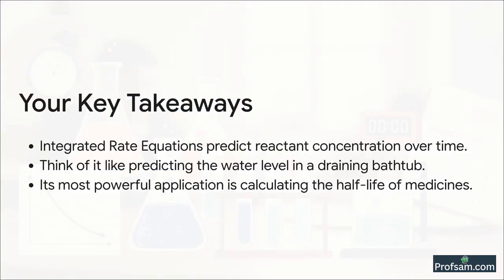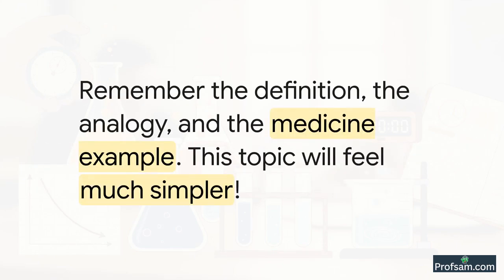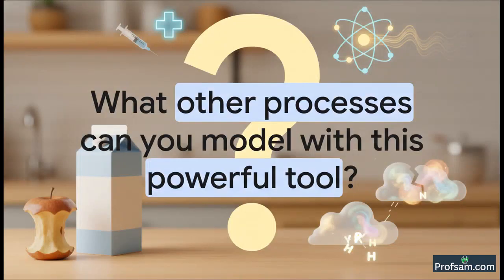So, let's just quickly recap the main points. First, integrated rate equations are the tools we use to predict a reactant's concentration at any time. Second, the easiest way to think about it is using the draining bathtub analogy. And third, the most powerful application is calculating the half-life of medicines, which tells doctors how often you need to take a dose. Really, if you just remember these 3 things, what it is, the bathtub analogy, and the medicine example, this topic will feel much, much lighter for you during your exam preparation. I promise.